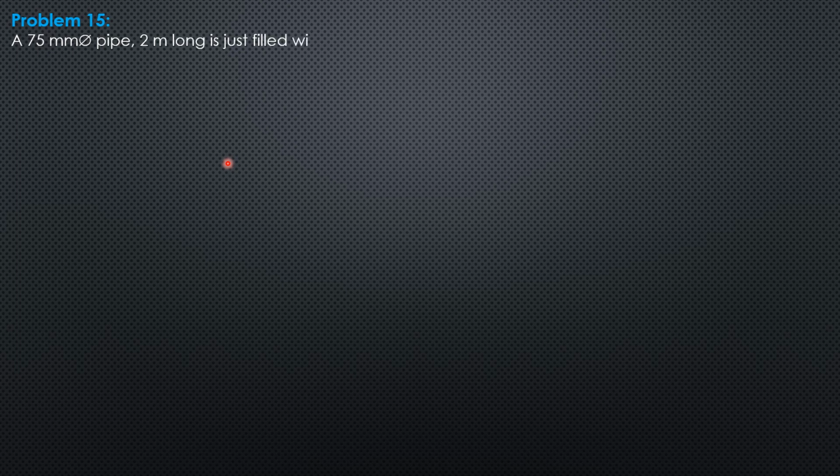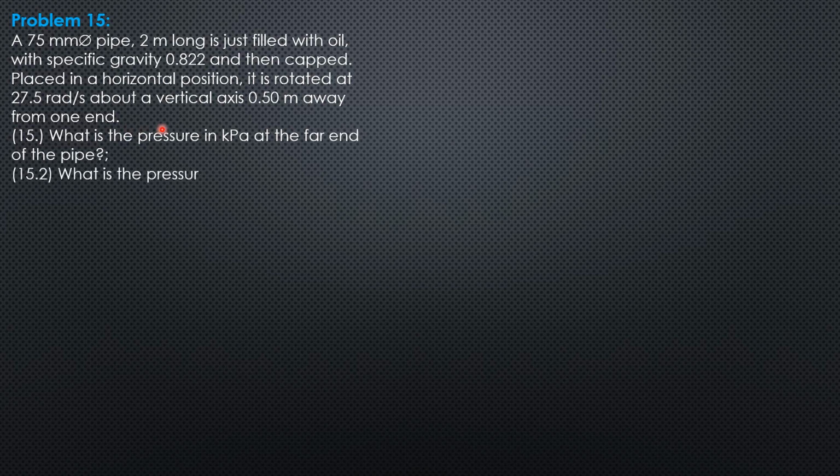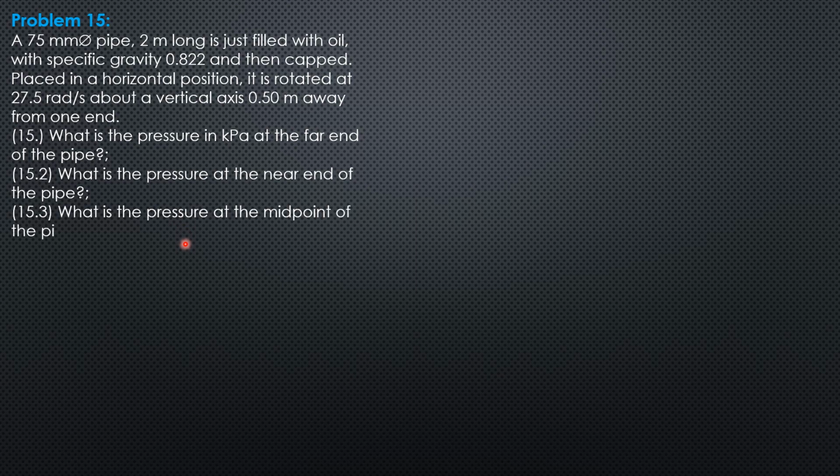A 75 mm diameter pipe 2 meters long is just filled with oil with specific gravity 0.822 and then capped. Placed in a horizontal position, it is rotated at 27.5 radians per second about a vertical axis 0.5 meter away from one end. What is the pressure in kilopascals at the far end of the pipe? What is the pressure at the near end of the pipe? And what is the pressure at the midpoint of the pipe?